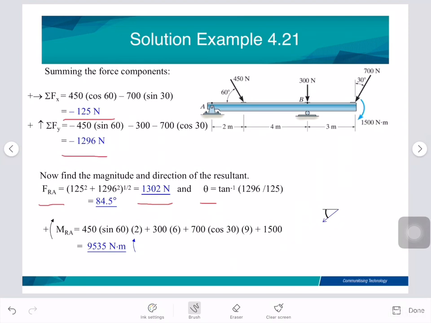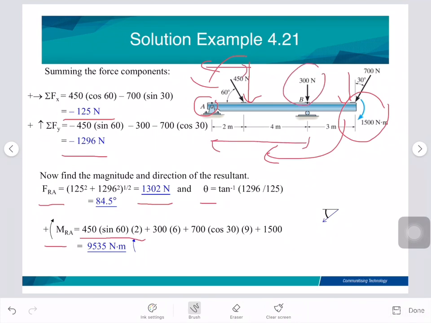And then here we have the moment resultant at this point A. You need to resolve this point to here, and this point to here, and also consider this moment. That is why we have 450 sine 60 times 2, because of the distance. Then for this force, 306 times 6 plus 700 cos 30 times 9, and then plus this acting moment, 1500.